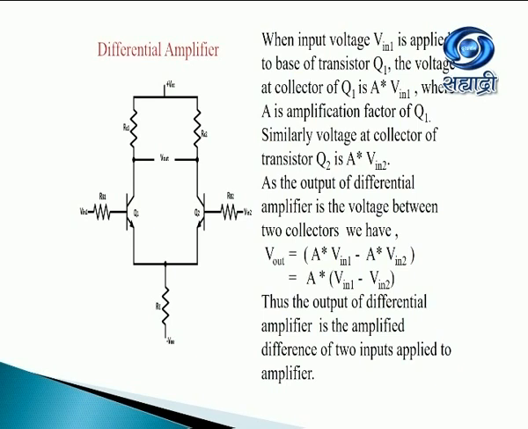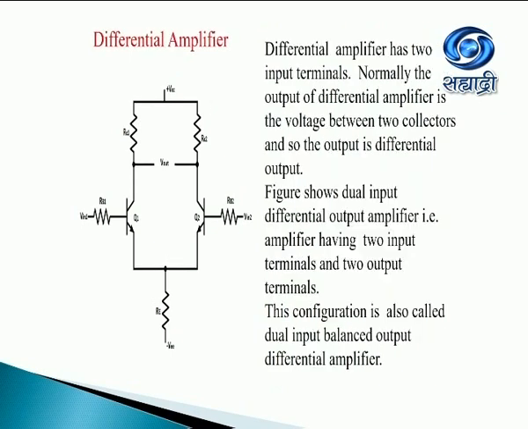Thus, the output of differential amplifier is the amplified difference of two inputs applied to amplifier. Differential amplifier has two input terminals. Normally, the output of differential amplifier is the voltage between two collectors, and so the output is differential output. Figure shows dual input differential output amplifier, that is, amplifier having two input terminals and two output terminals. This configuration is also called dual input balanced output differential amplifier.